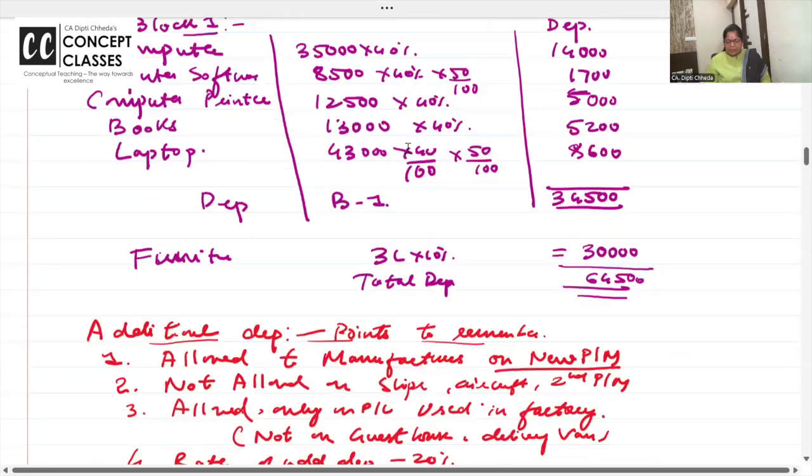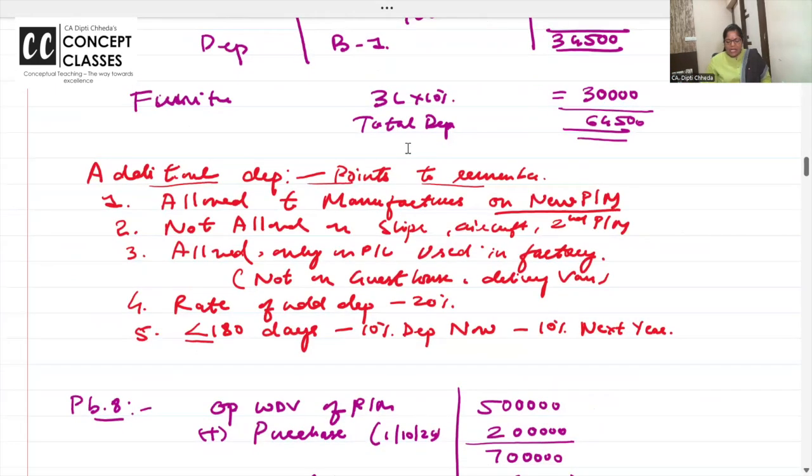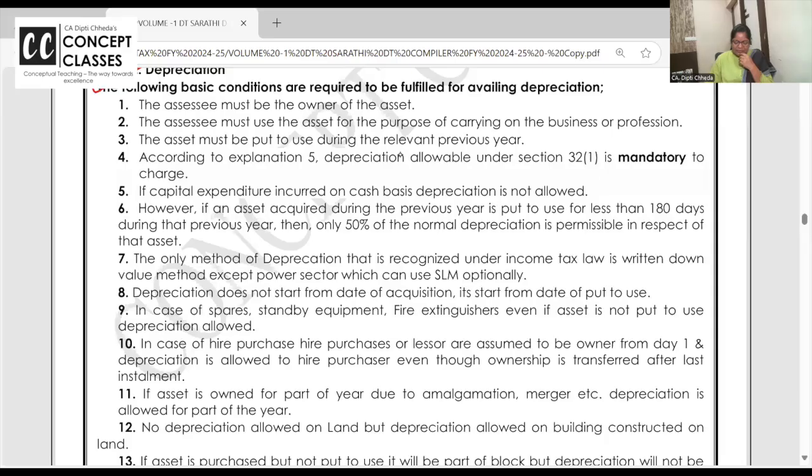And then in the practice batch we have solved questions. I'll come to additional depreciation. First, this much I know about depreciation. One whole regular class was taken, 2.5 hours with the concept, question and answer. So this is the complete revision.